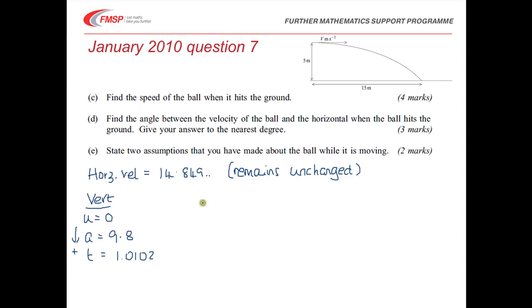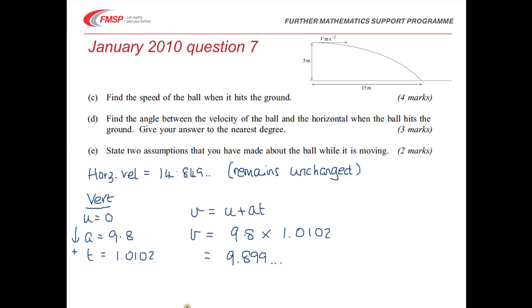So if we use v equals u plus at, then we can find the vertical velocity. So u is 0, so it's 9.8 times 1.0102, which turns out to be 9.8 and a whole load of nines.